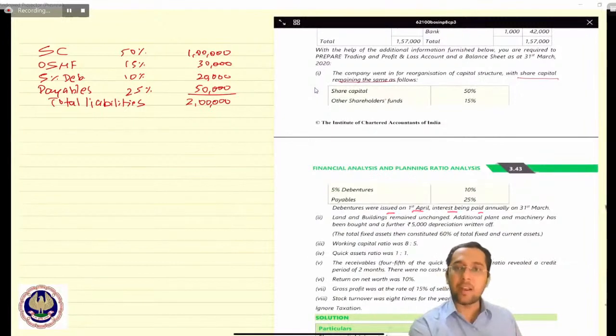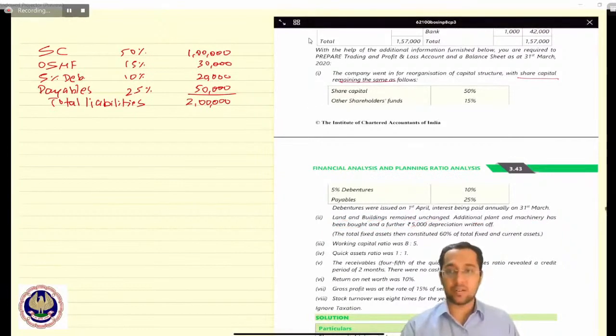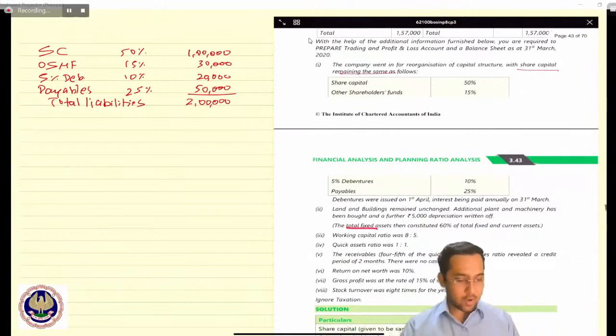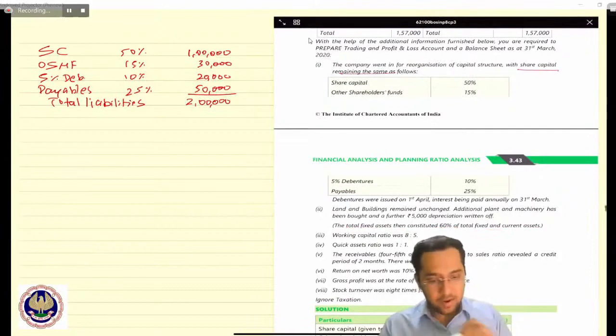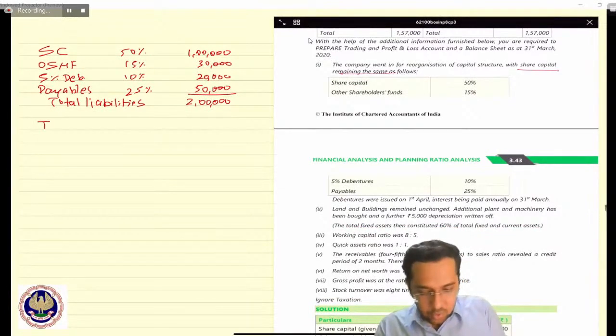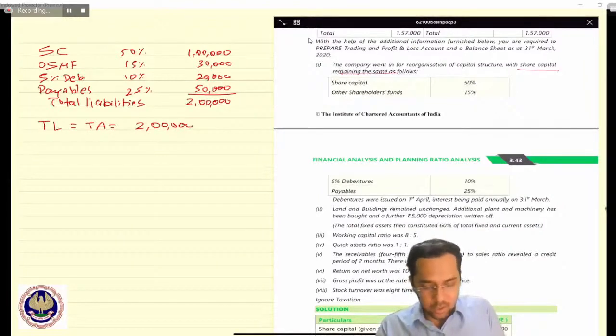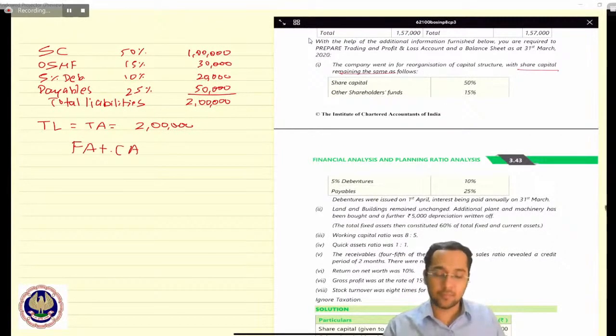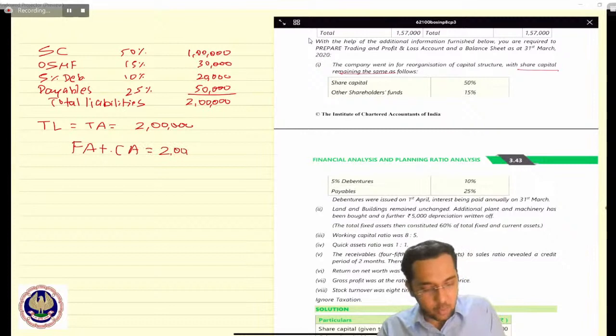Debentures were issued, so when I'm preparing my P&L, I have to consider debenture interest accordingly. Land and building remain unchanged. Additional plant and machinery has been bought for a further 5,000. Depreciation has been written off. They say total fixed assets then constituted 60% of total fixed assets and current assets. Okay. So we have total liabilities as 2 lakh, so our total liability should be equal to total assets of 2 lakh. Total assets means fixed assets plus current assets should be 2 lakh.